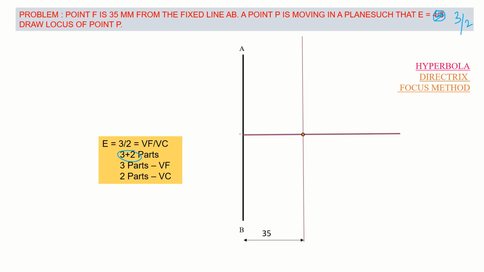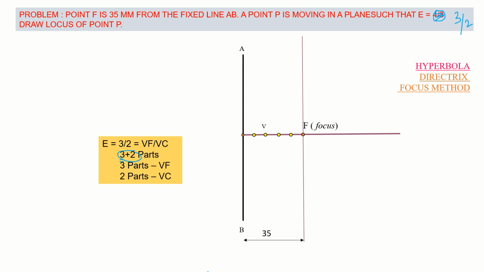I'm going to divide this distance into 5 equal parts. So 1, 2, 3, 4, 5 equal parts. I have drawn 5 equal parts. Now I'm going to fix the V. VF should be 3 parts. You can see VF should be 3 parts. So 1, 2, 3. This point will be the V.